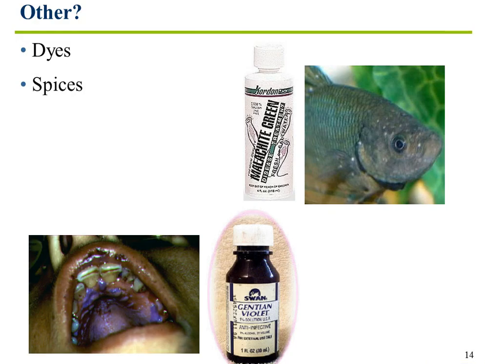Dyes can have antimicrobial capabilities, like malachite green, which is used to treat ick in fish tanks. The little white spots you see on the fish are ick. It's a fungal infection. And down below you see a kid with oral herpes or cold sores, and they've put gentian violet, which is a close relative of crystal violet, in the mouth, turning it purple. Doesn't work great, but it's very cheap, and a lot of countries still use it.